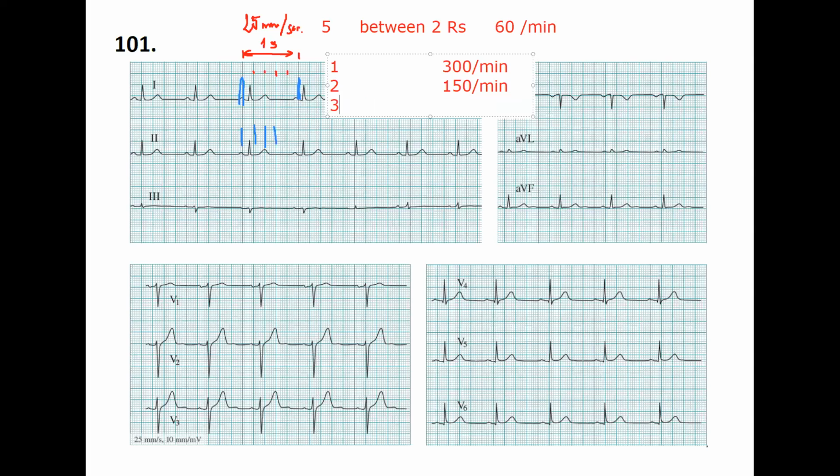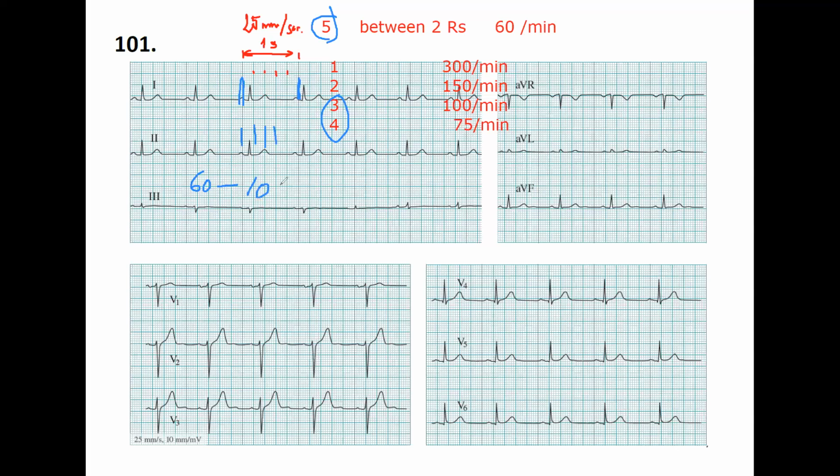But let's see. 3 means exactly 1/3 of the 300, so this means 100 beats per minute. And if I do have 4, that means we do have exactly half of 2, so it's 75 beats per minute. Now, you know that the normal heart rate exactly falls between 5 and 3. So these are the normal. So the normal one goes from 60 to 100. That's the normal interval for the heart rate.